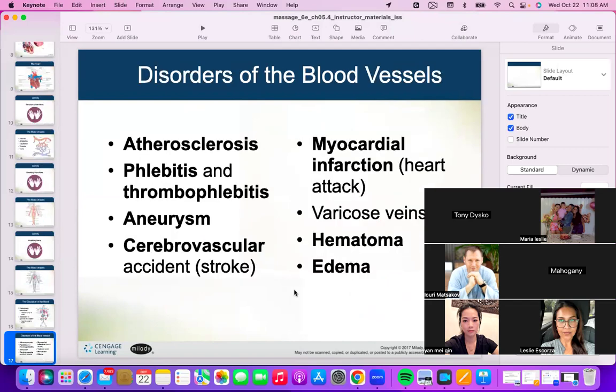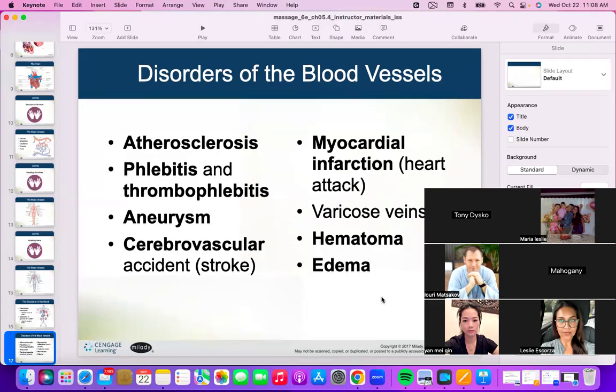Okay, we're going to come back and discuss the disorders in the book, but they're pretty simple though. We've got 1, 2, 3, 4, 5, 6, 7, 8 for the most part. From arthritis of the joints to the veins, to the blockages or blood clots in the veins, aneurysms in the brain, cerebrovascular accident like stroke, myocardial infarction, which happens to the heart, varicose veins, weaknesses of the veins, hematoma, and edema, both of which we're going to discuss as well with the fluid of the body.